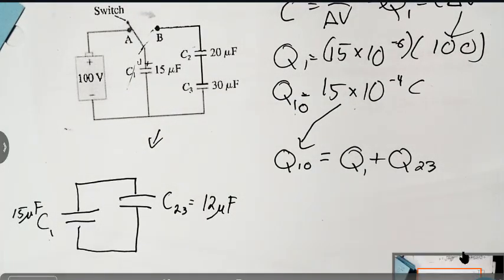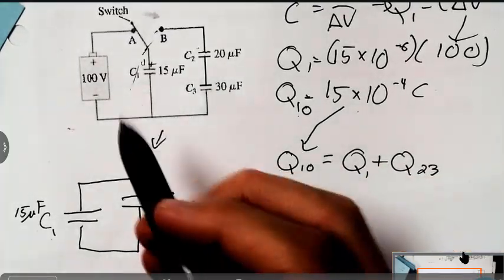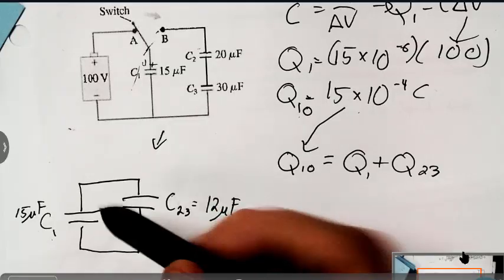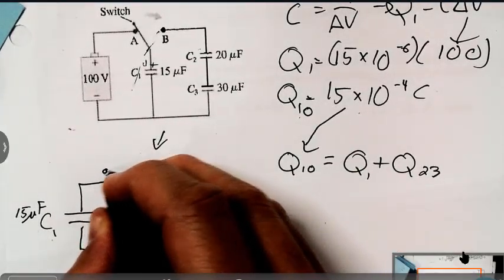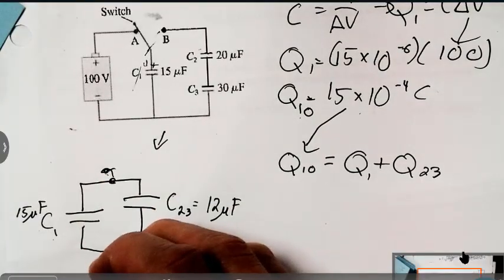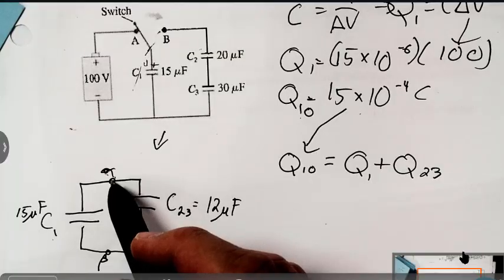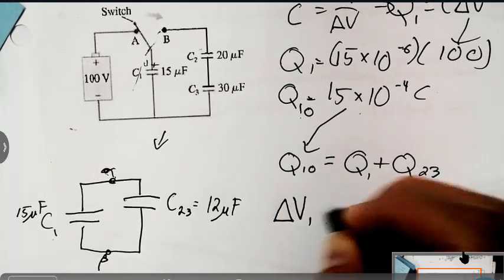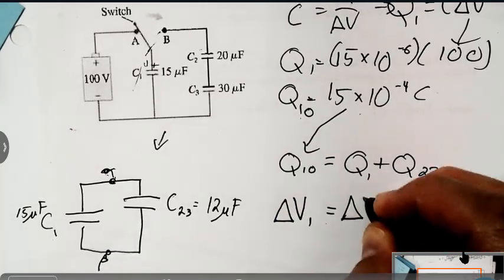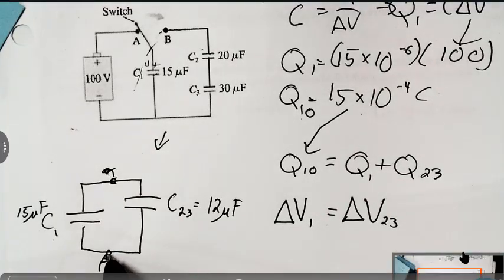What else do we know? We need another equation. Let's do potential difference. If I look at points A and B, I'll call them alpha and Bravo, the potential difference across both has to be the same. We can see that the potential difference across 1 is going to be equal to the potential difference across the combined capacitors 2 and 3, because they both share these points, alpha and Bravo.